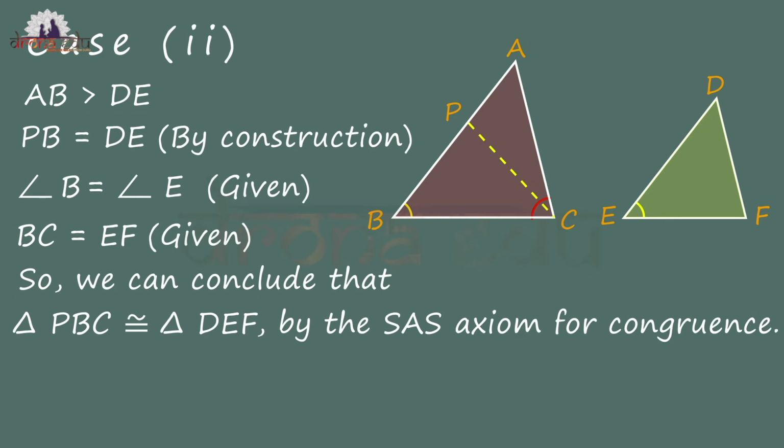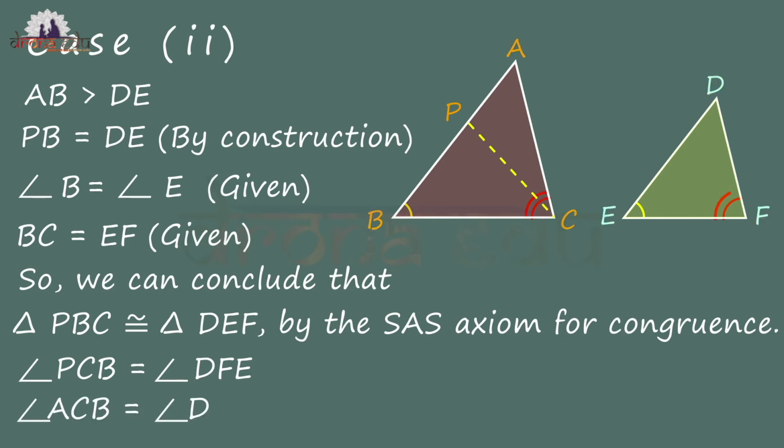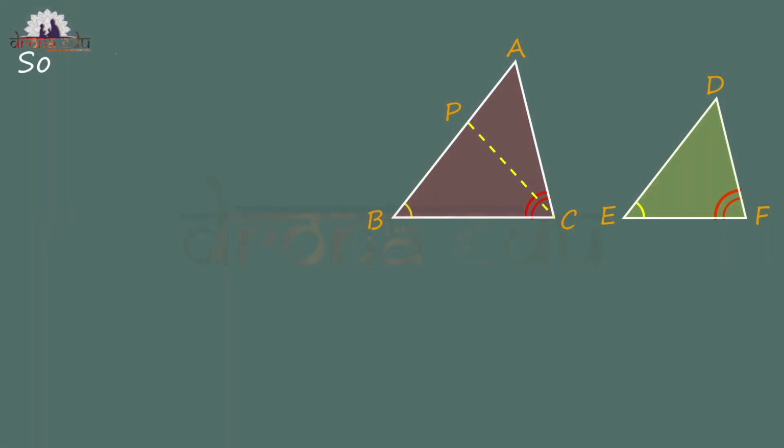So the angle PCB is equal to angle DFE. But we are given that the angle ACB is equal to angle DFE. So what can we do? We can substitute angle ACB is equal to angle DFE in the equation angle PCB is equal to angle DFE, where we get angle ACB is equal to angle PCB.